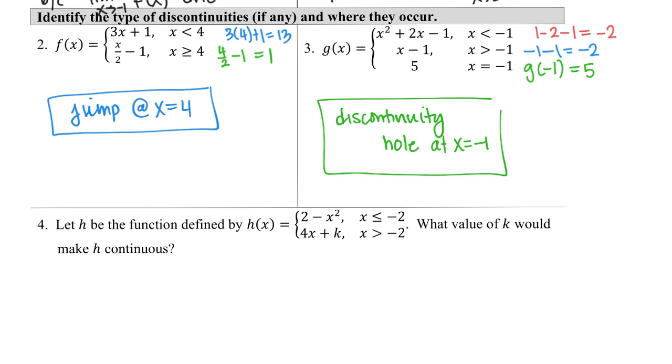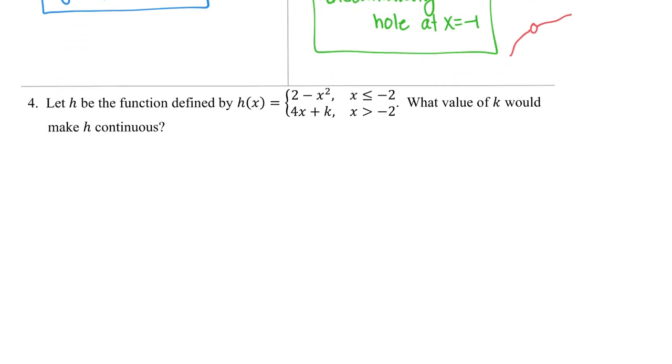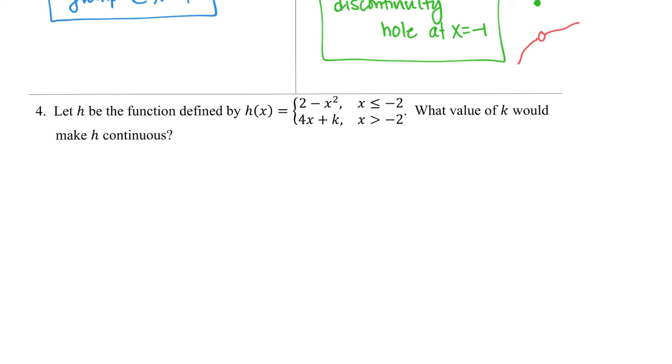Let's see, at x equals -1, the limit is approaching -2, but the actual point's at 5. So the actual point's up here somewhere. The limit is actually way down here. So if I were to sketch it, it might look something like that. I can see from the picture there is a hole there. Okay, the last example, we're going to try to figure out what value of k will make this function continuous, and the only point I'm really concerned about is x equals -2.